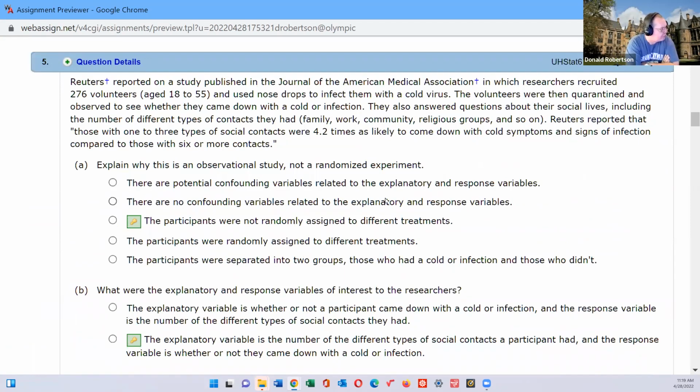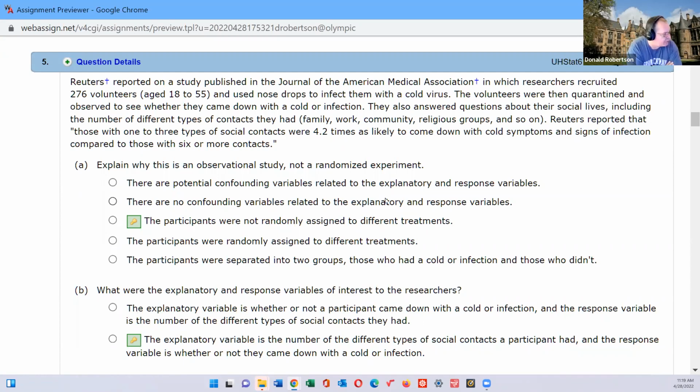So Reuters reported, this is fine, on a study published in the Journal of the American Medical Association. That is a high prestige journal. There's one in Britain called The Lancet, also very high prestige. Anything that goes in The Lancet or the American Medical Association is treated almost like gospel, right? Because they don't publish it unless it's been verified 3 times by really clever people.